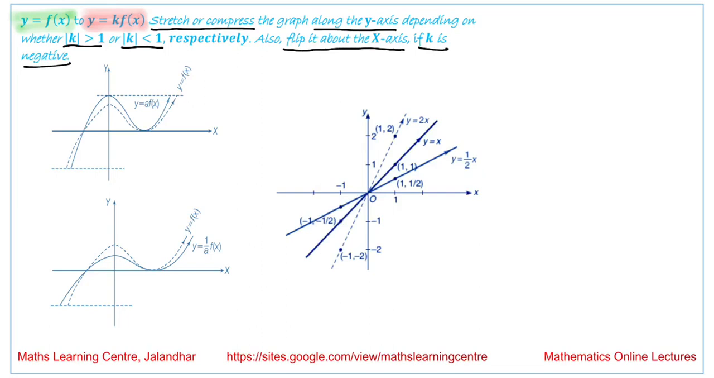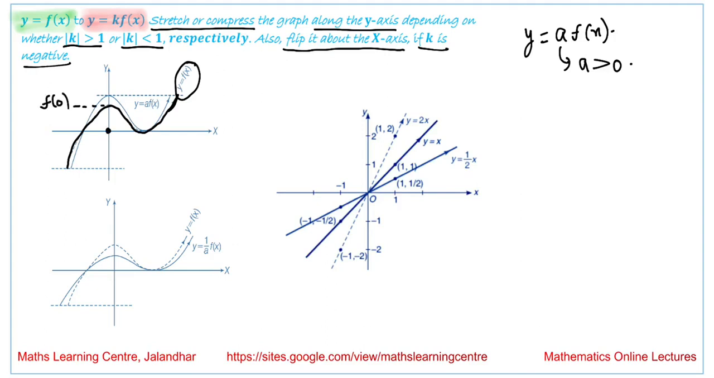This is the graph of the function y = f(x). We have to plot the graph of the function y = a times f(x), where a is greater than 0. It means we are going to stretch this graph. What does stretch mean? Earlier, at this point the value of the function was f(0). Now the value of the function is a times f(0). So this value has increased.